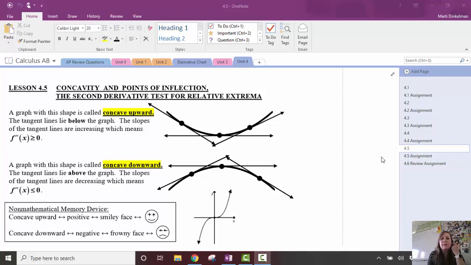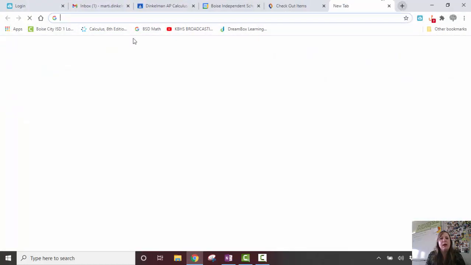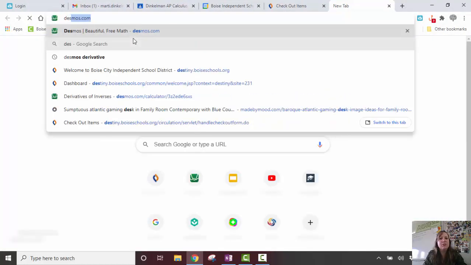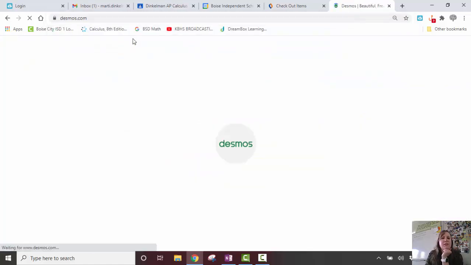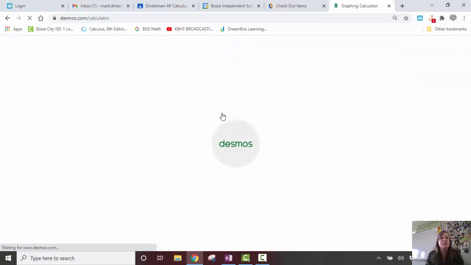And then the second derivative test, this is kind of another option for finding maxes and mins, and it's just an option. So we'll talk about that as well. Really quick, I'm going to go to Desmos just so we can kind of talk about this second derivative, first derivative stuff visually for just a second.